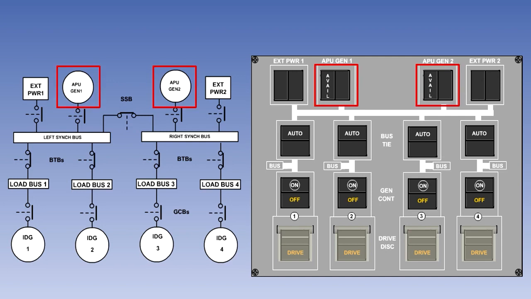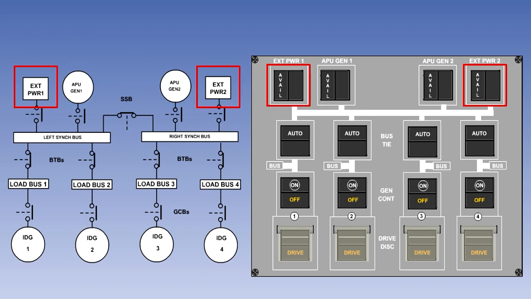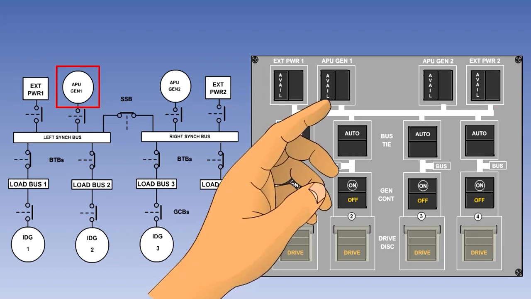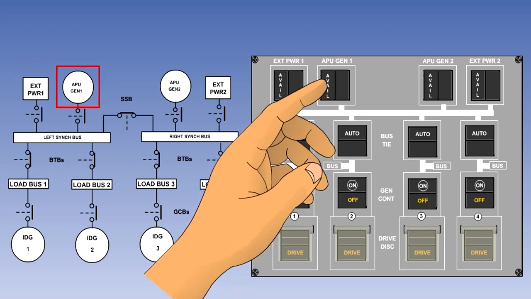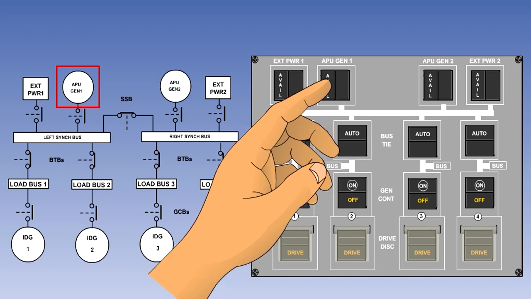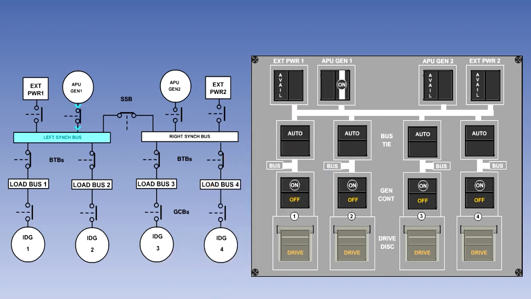If the APU is running and the outputs from its generators are satisfactory, available lights will be illuminated in their switch lights. Similarly, if external power cards are connected to the aeroplane and their output voltages and frequencies are satisfactory, available lights will be illuminated in their switch lights. The pilot can connect one of these power supplies to the bus bars by pressing its switch light. This will connect the selected source to the left or right synchronizing bus bar.